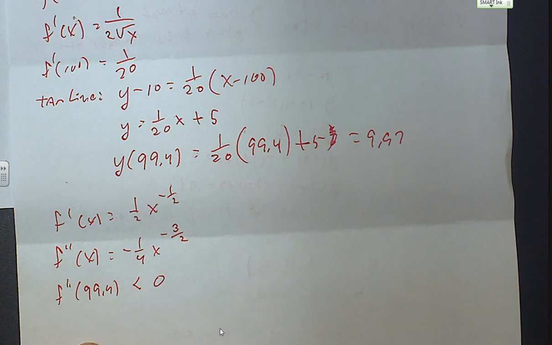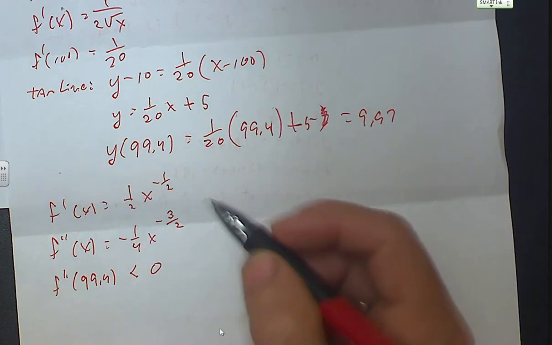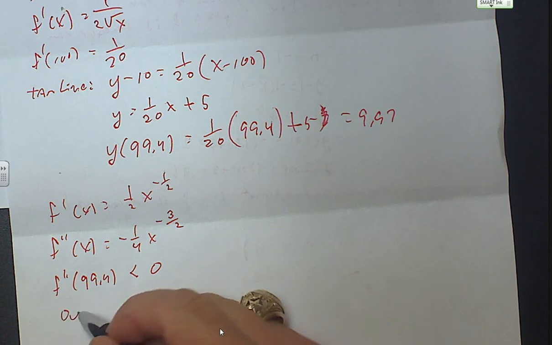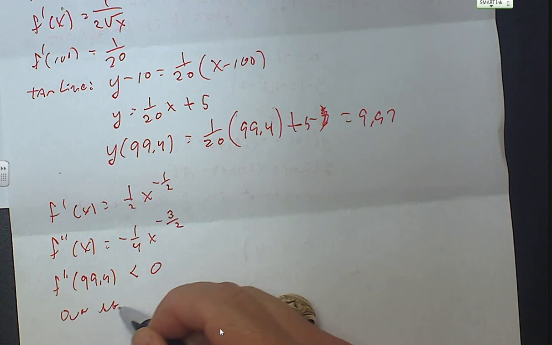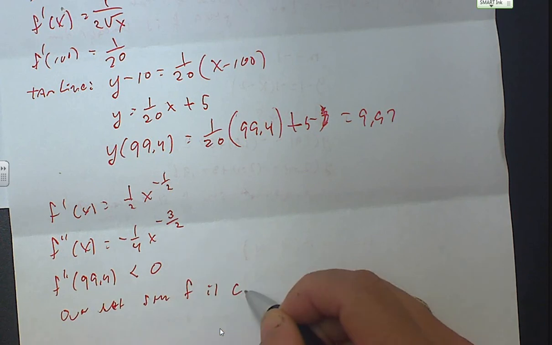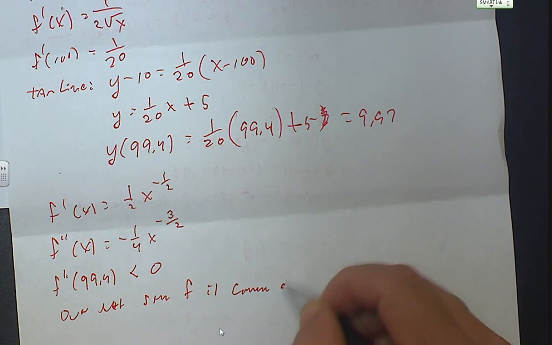So therefore, it is concave down, so we are at an overestimate. Overestimate, since F is concave down.